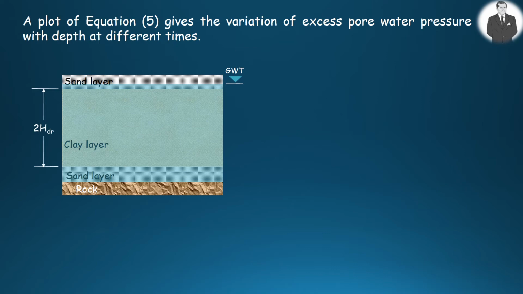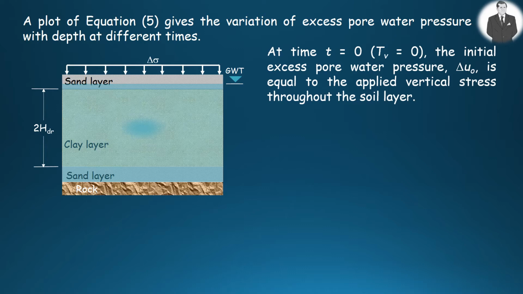A plot of equation 5 results in the variation of excess pore water pressure with depth at different times. Immediately after the application of external load, theoretically at T0 time, the initial excess pore water pressure is equal to the applied vertical stress throughout the soil layer.